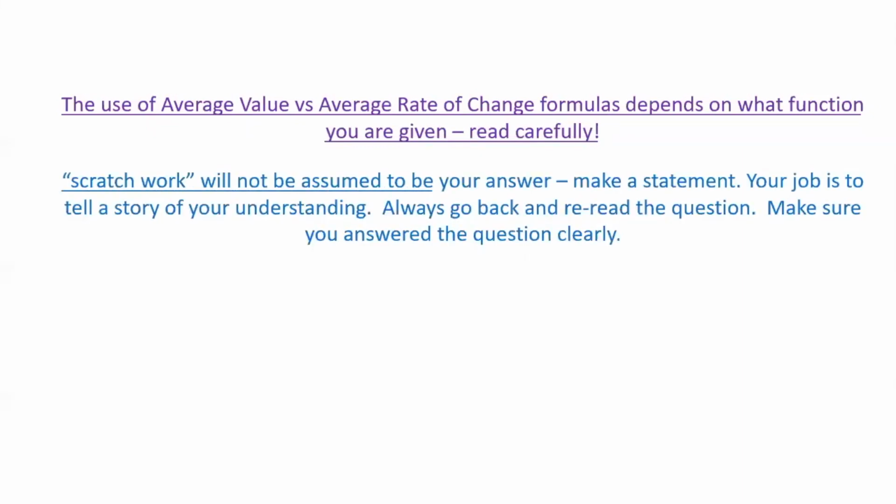Scratch work will not be assumed to be your answer. You have to make a statement. Your job is to tell a story of your understanding. Always go back and reread the question. Make sure you answered the question clearly.